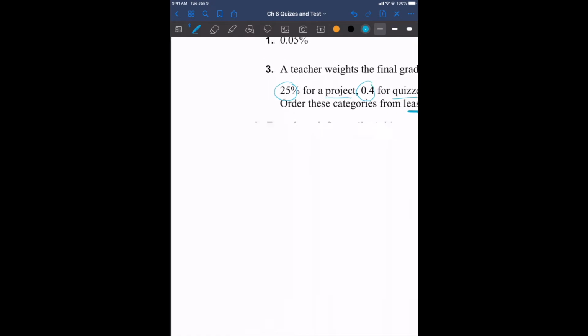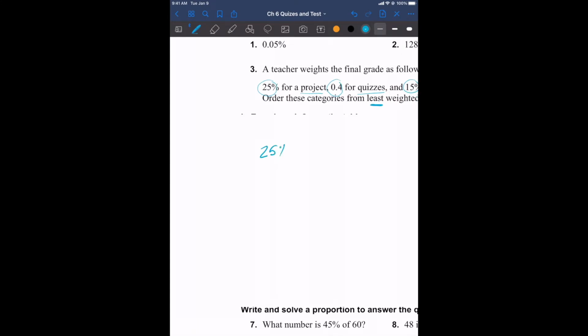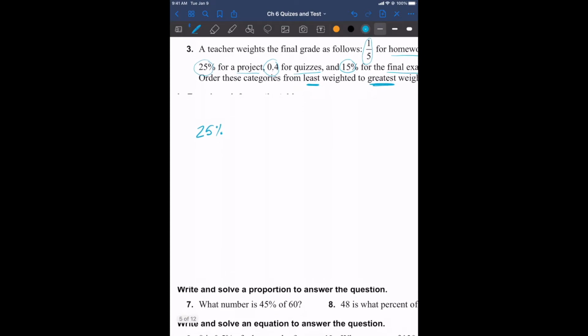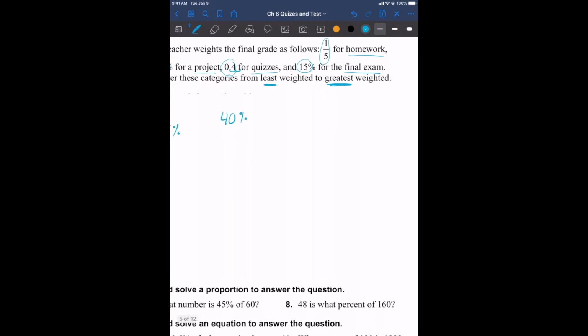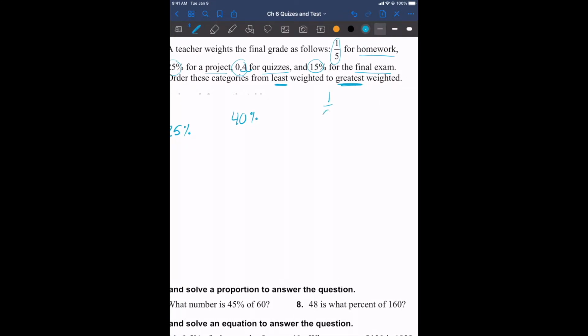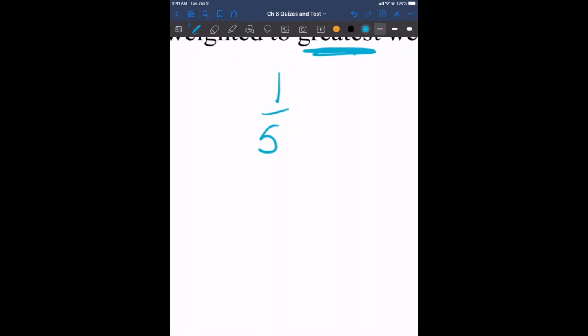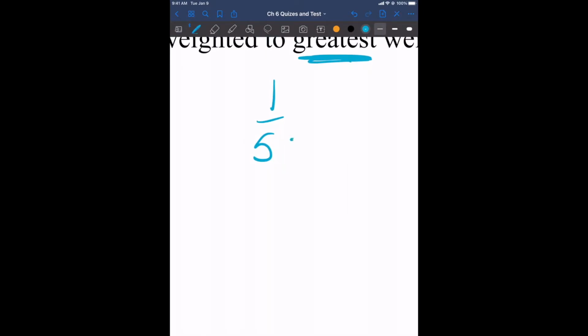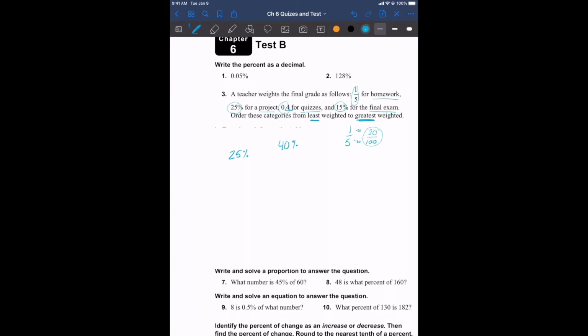The first one right here, 25%, that is a percent. 0.4 as a percent, move it over 2 places, 40%. 15% is a percent already. And now I've got 1/5. We learned in the chapter that if we have a number that is super easy to multiply by something to get to 100, we can change that to a percent really easily. Now, 5 times 20 is 100. So what's 1 times 20? 20. And we read this not as 20 hundredths, but we read it as 20%. So 1/5 is 20%.